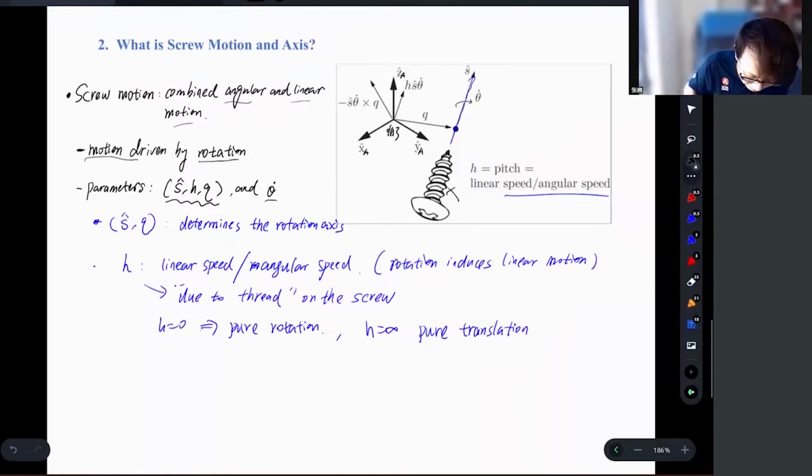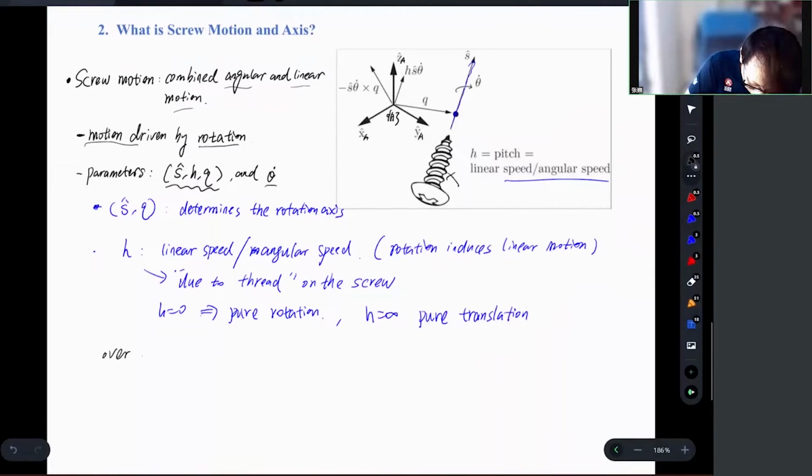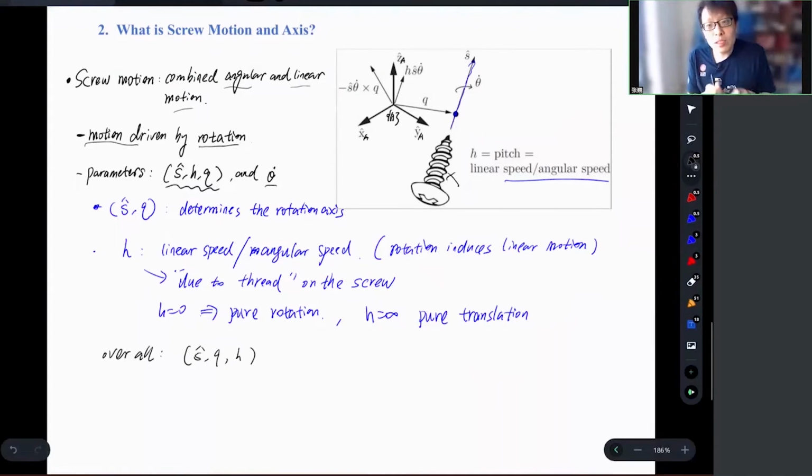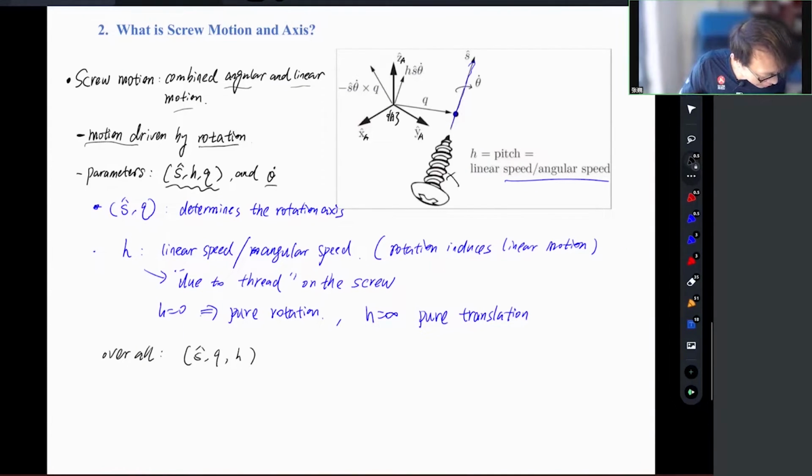Overall, so s hat and q, that's the rotation axis, coupled with the pitch, tell you how the linear motion is induced by the rotation motion. This is called the screw axis, right? What's the difference between screw axis and the rotation axis? The rotation axis only has the direction and the point on the rotation axis, and the screw axis not only has rotation but also tells you a coupled linear motion, which is specified by the pitch.